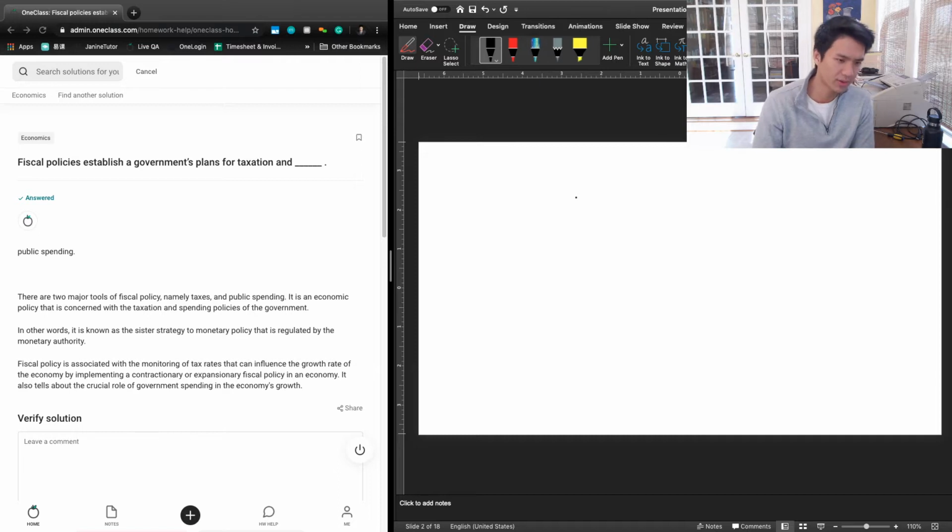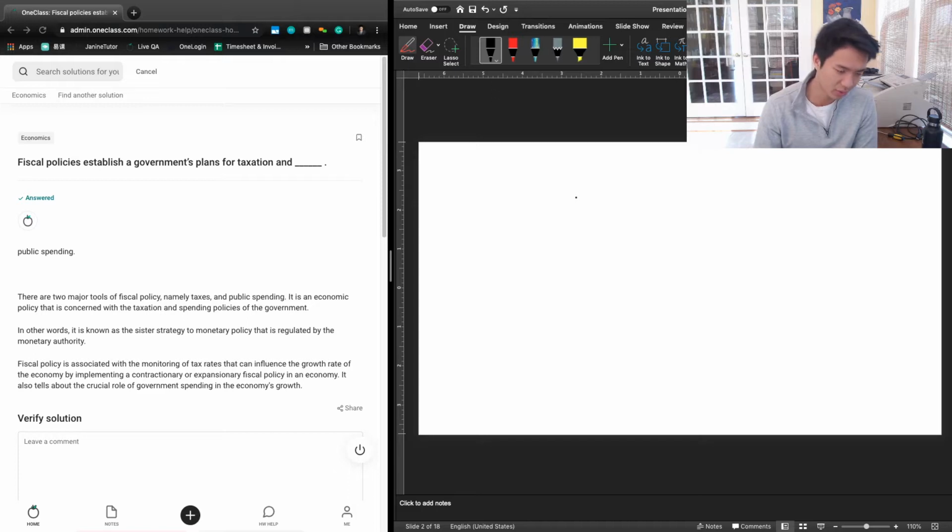The previous year's answer also clarifies there are two major tools of fiscal policy, namely taxes and public spending, and it is an economic policy that's concerned with the taxation and spending policies of the government. In other words, it is known as a sister strategy to monetary policy regulated by the Monetary Authority. Fiscal policy is associated with the monitoring of tax rates that can influence the growth rate of the economy by implementing a contractionary or expansionary fiscal policy in an economy.